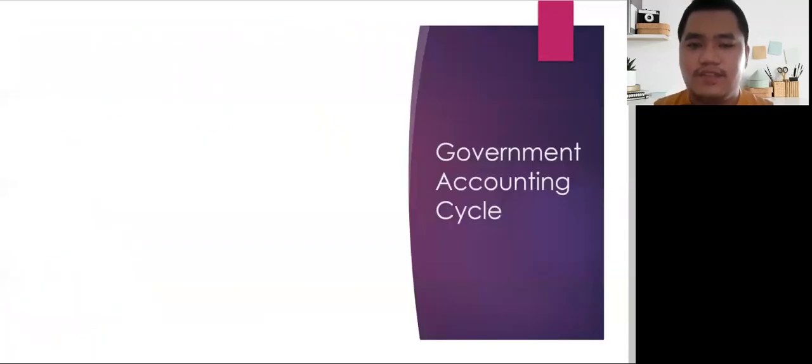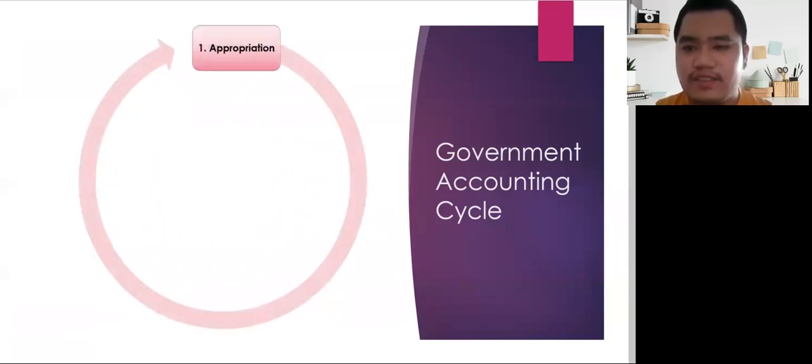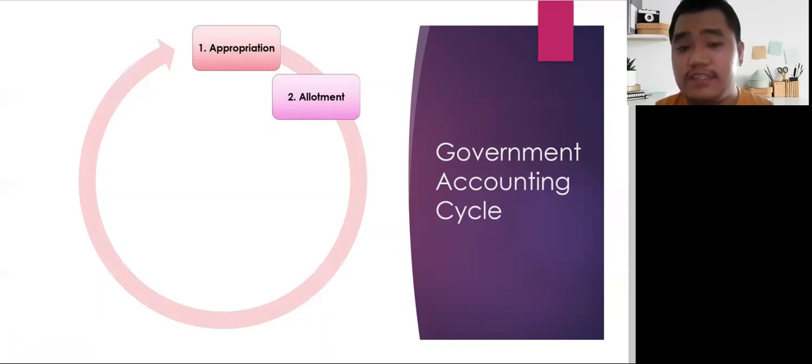Right. Now, this is your government accounting cycle. So the government accounting cycle starts with the appropriation. It is a legislation, or rather an authorization received from a legislative body. Then followed by the allotment. It is an authorization coming from the DBM, which enables the government agency to incur obligations. That's why it is also known as the obligational authority.